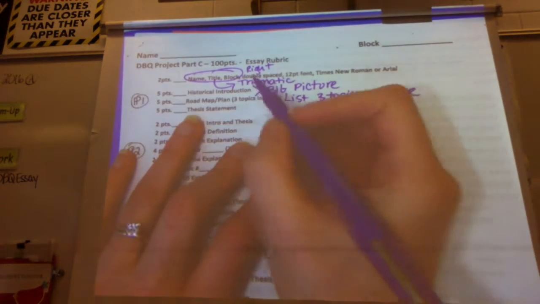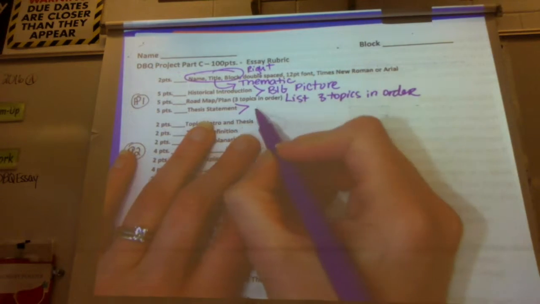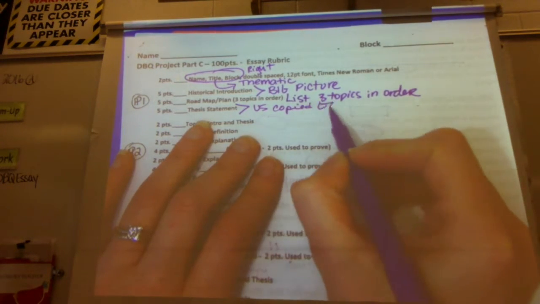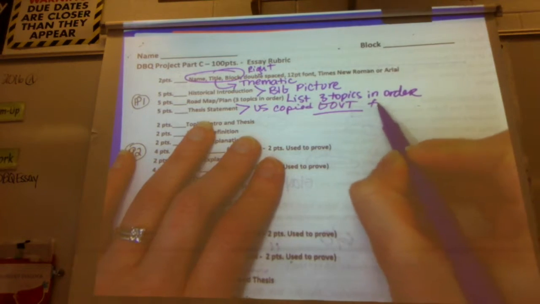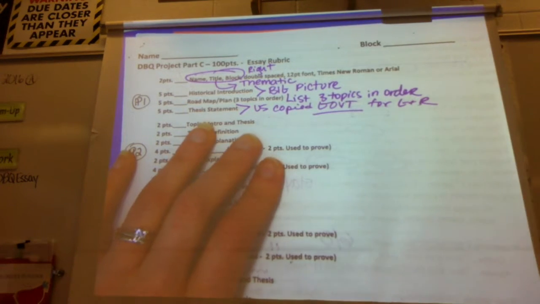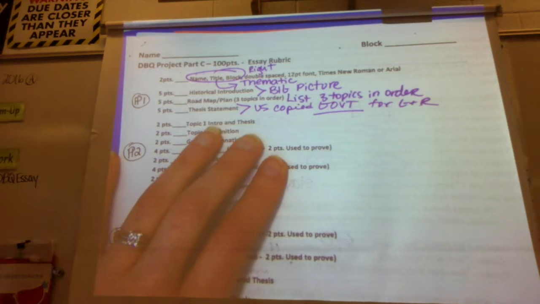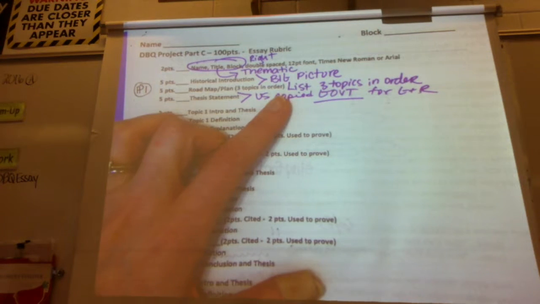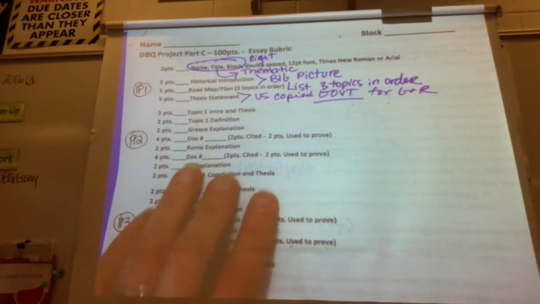And then finally, you're going to give me the thesis statement, which is the U.S. copied its government from Greece and Rome. It's going to be in here a lot, this thesis. So look on the front and make sure you vary your diction. And I gave you lots of examples. So maybe use copies once, cross it off, and then use something else each time.